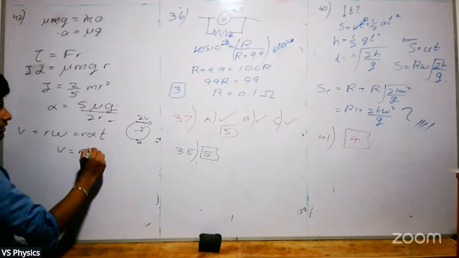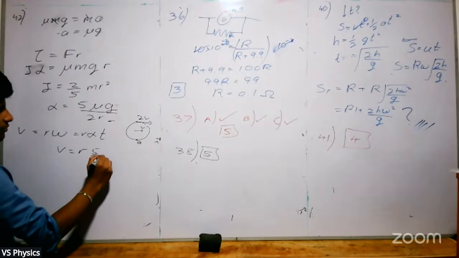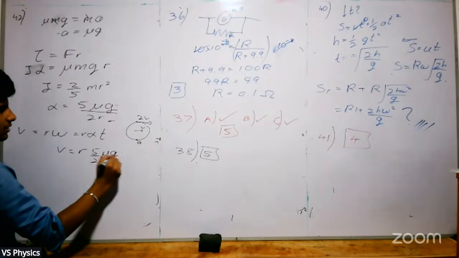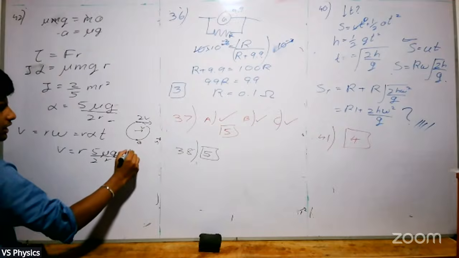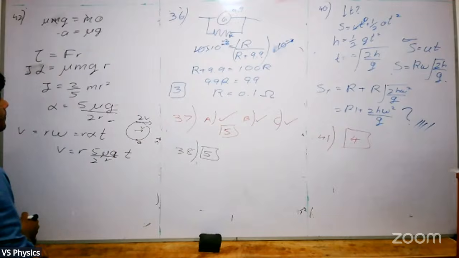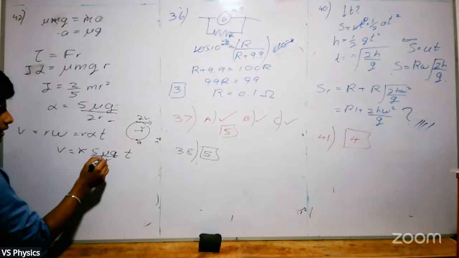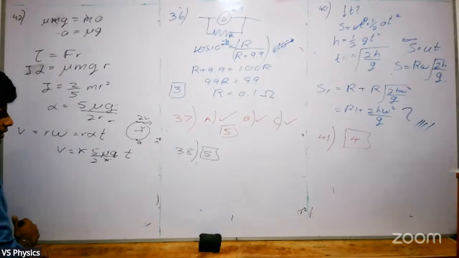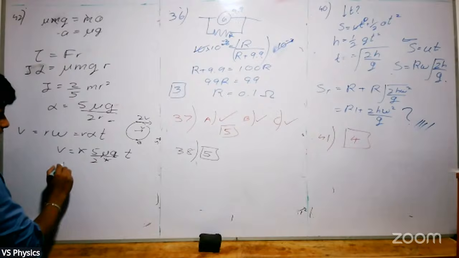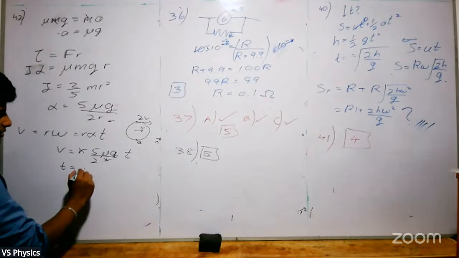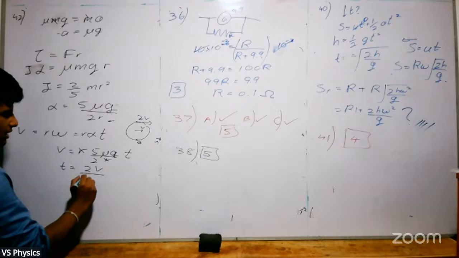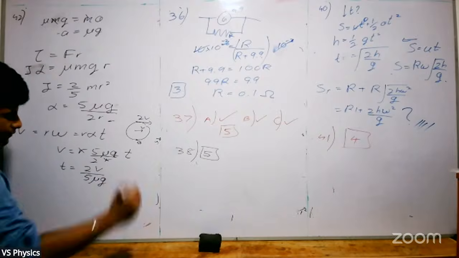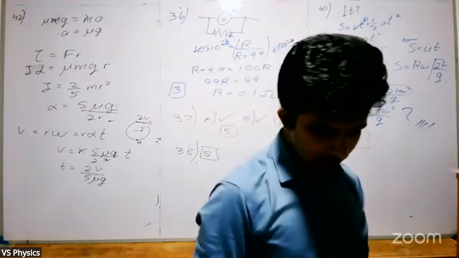r alpha, which is 5 over 2 mu g, times r times t. r cancels with r. Then we can find time t. t is equal to 2v divided by 5 mu g.